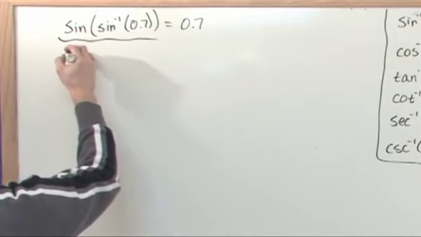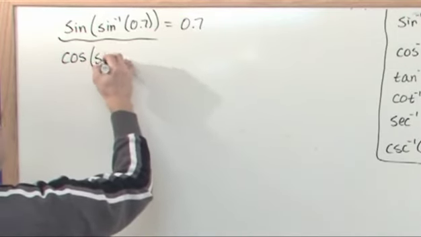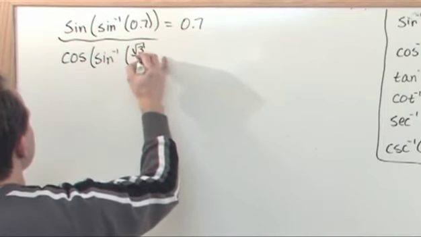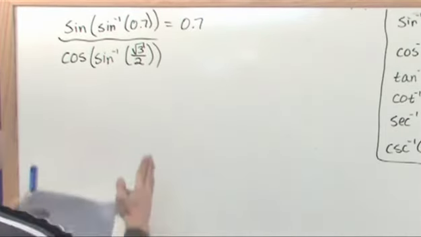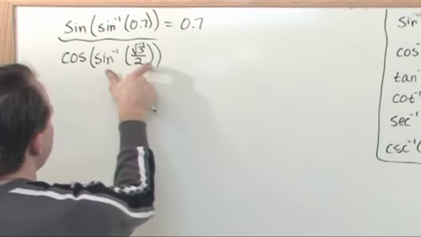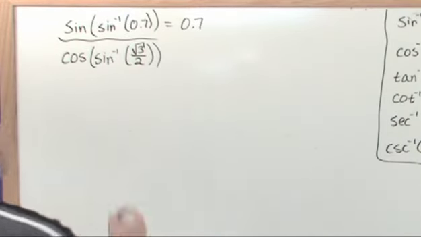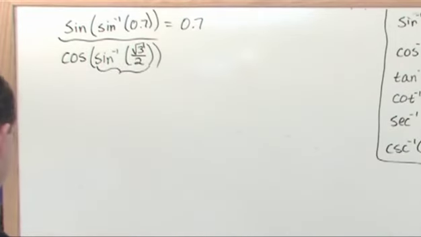But what if I mix it up a little bit and I say, what if I have the cosine of the inverse sine of square root of 3 over 2? Okay, the cosine of the inverse sine. Well, it's just like anything else in life. You have to start small and go ahead and evaluate the inside, get the answer, and then evaluate the outside. Okay, so let's work with the inside first, the inverse sine of square root of 3 over 2.